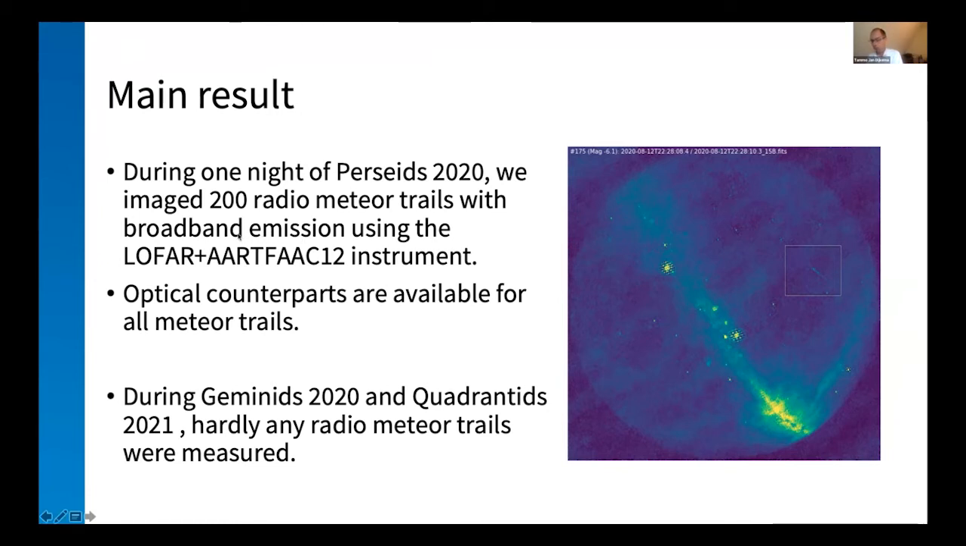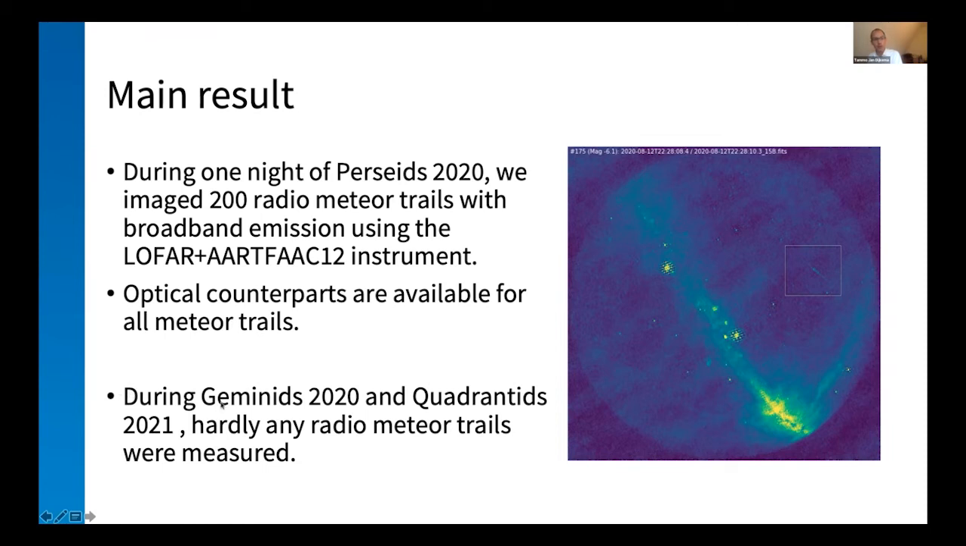So 200 radio meteor trails in only one night. We were hoping to catch only a few in one night, but there were 200. And we were very lucky to have the CAMS project, the CAMS Lux project, and it was a clear night that night. So we have optical counterparts for all of these meteor trails.